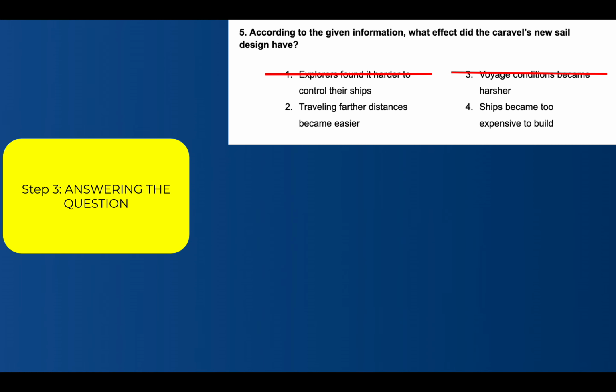Ships became too expensive to build. This document actually doesn't mention anything about the cost of the ships, so definitely not that one. The question even says, according to the given information, no costs are mentioned. Can't be that. But it does say that this ship goes faster and it's easier to steer, which we know from our historical knowledge, we know from the document itself, that the caravel helped make traveling these distances easier.